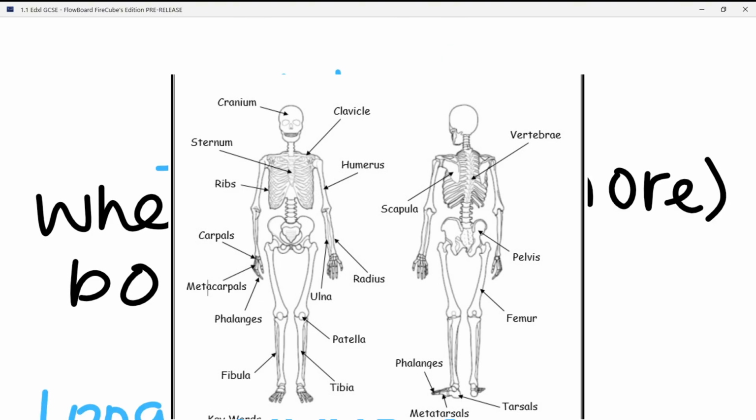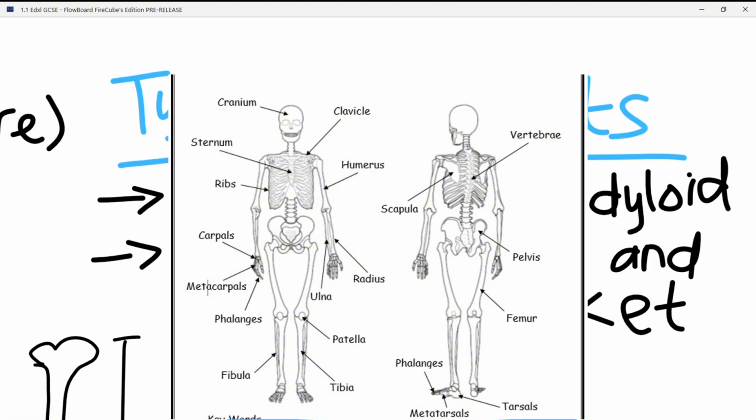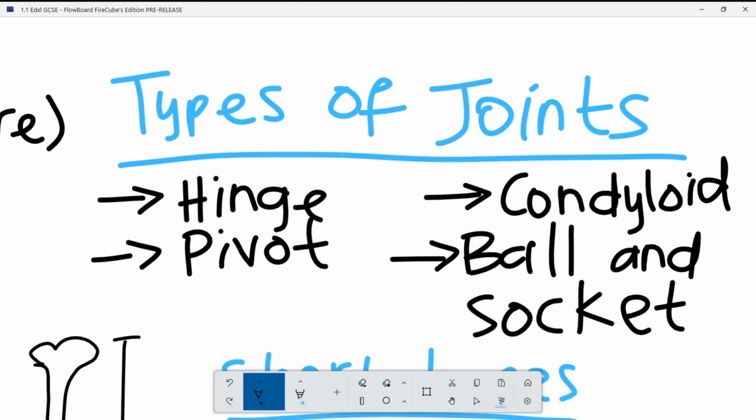Okay, now we've learnt about all these bones, but these bones have to meet somewhere, right? And they meet at a joint. A joint is just where 2 or more bones meet. And you need to know 4 different types of joints for your exam: the hinge joint, pivot joint, condyloid joint, and the ball and socket joint.